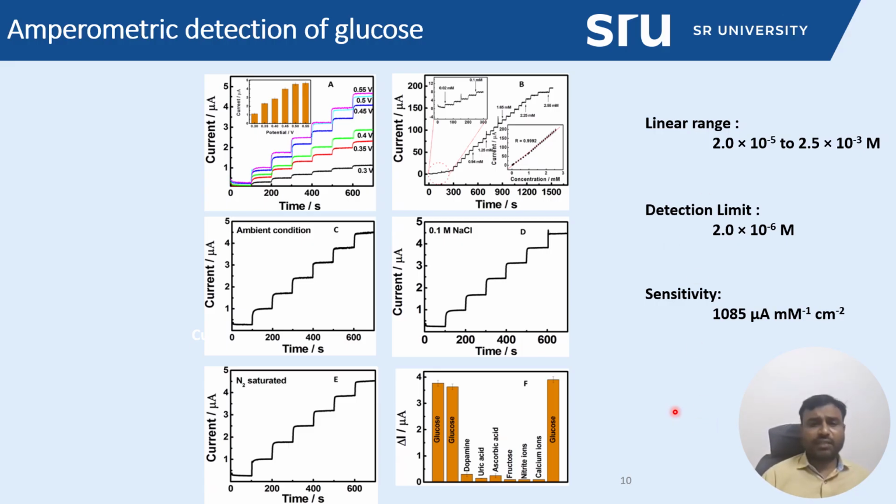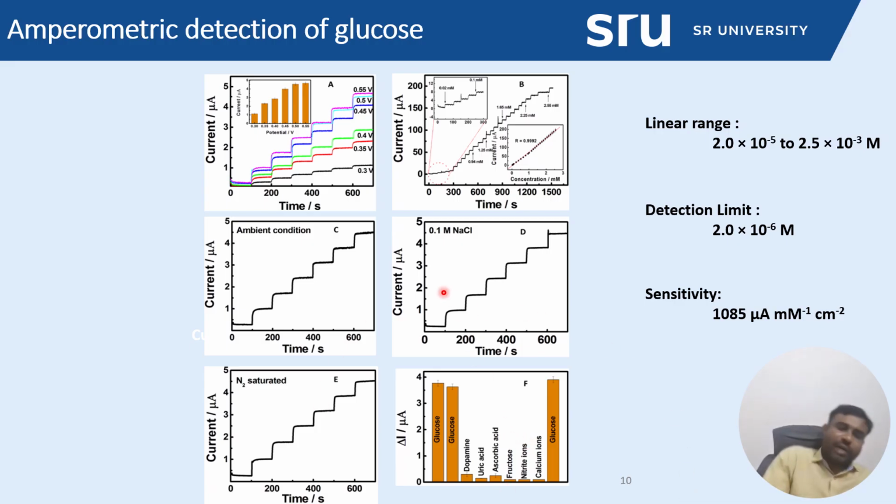So the selectivity is a further important study. Under similar conditions and the same process, we have performed different measurements by the amperometric method for detection of glucose under optimized condition in the presence of different possibly interfering compounds. For example, here we use dopamine, uric acid, ascorbic acid, fructose, nitrate and calcium. These are the possibly interfering compounds in blood samples. So we are using the blood sample for this one.